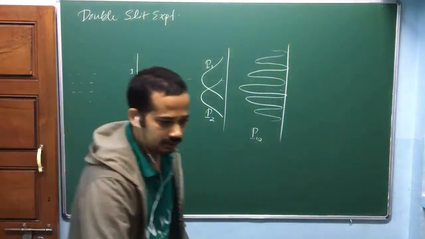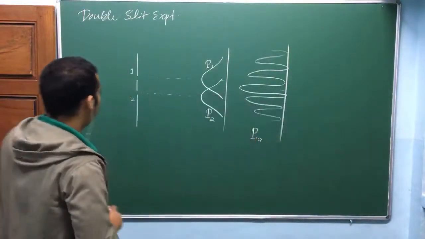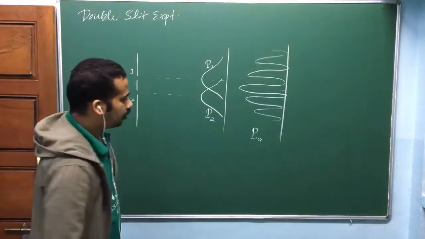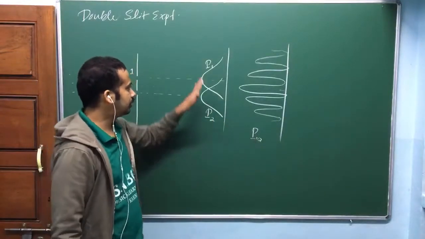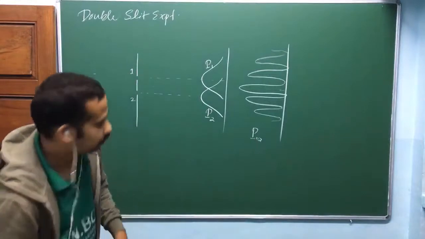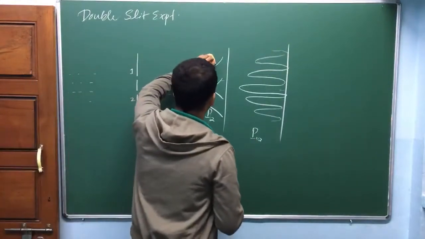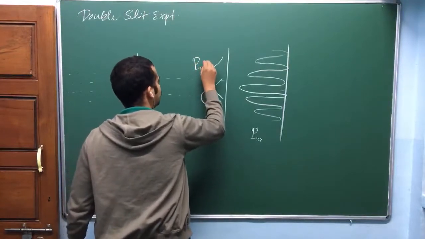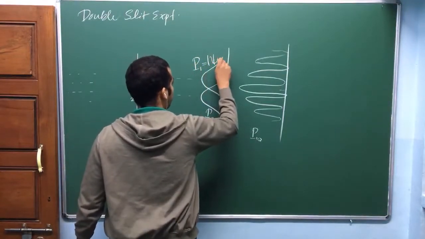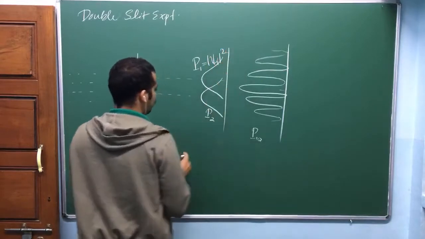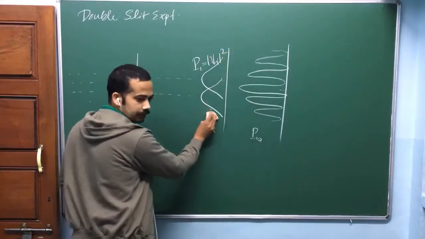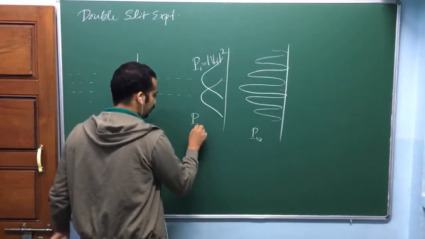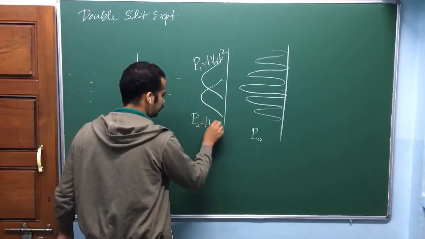Now look here. How is P12 related to P1 plus P2? Prior to P1, prior to this probability, we need to define a more fundamental quantity. We call that one the probability amplitude. Psi 1 mod square. So prior to P2, we need to define another fundamental quantity, that is psi 2 mod square.